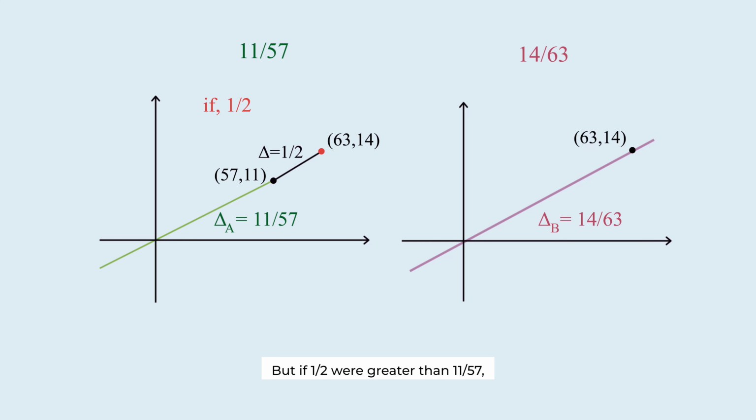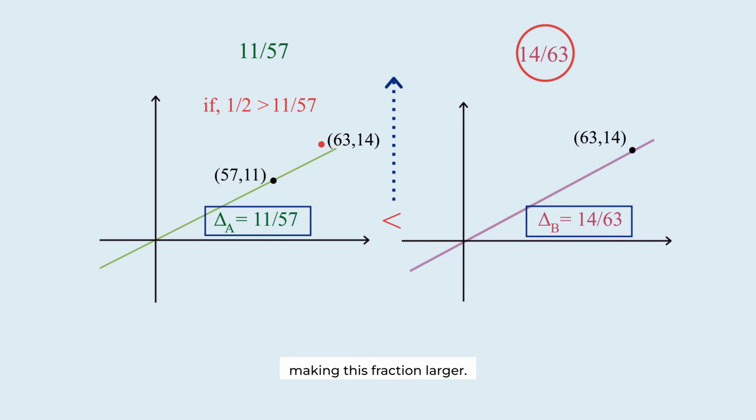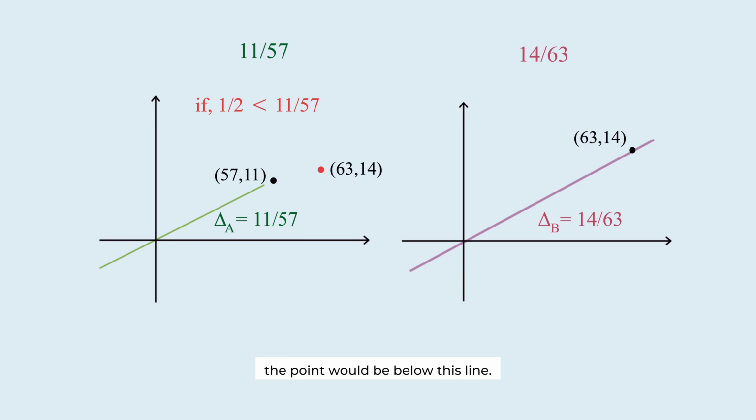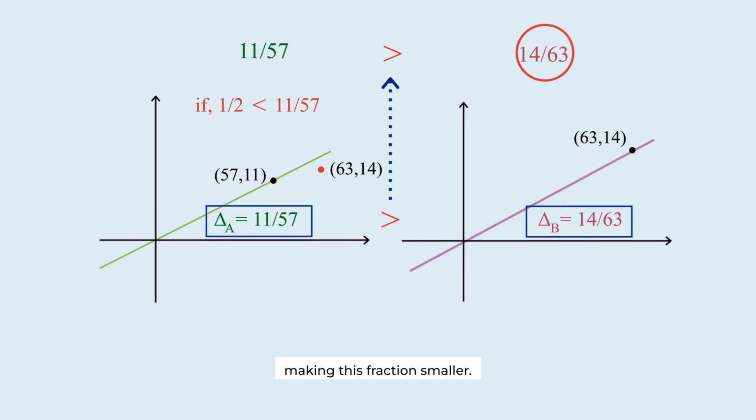But if 1/2 were greater than 11 over 57, the point would be above this line. That would mean that this slope is larger than this slope, making this fraction larger. On the other hand, if 1/2 were smaller than 11 over 57, the point would be below this line. That would mean this slope is smaller than this slope, making this fraction smaller.